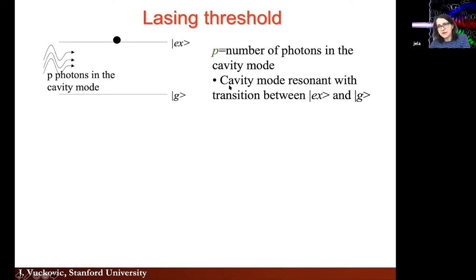So her group measured a beta factor of 85% for this type of cavity. It was optically pumped with another laser, right? Which is not the practical configuration, but when you're developing a new laser, you don't work on a PN junction and electrical injection until you prove that it's lasing and working.